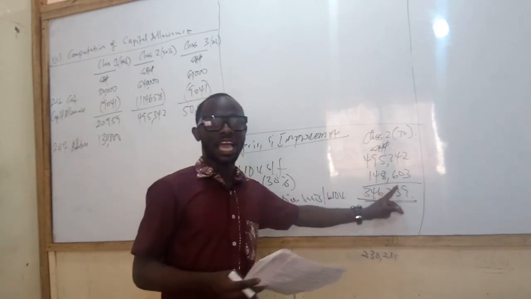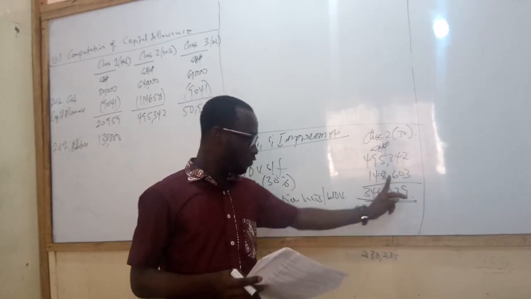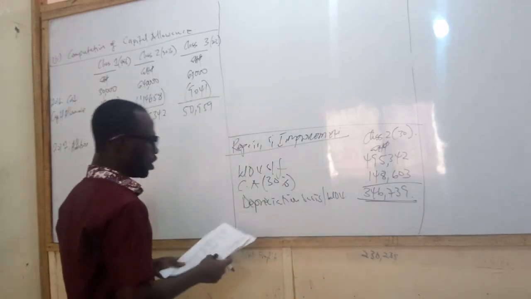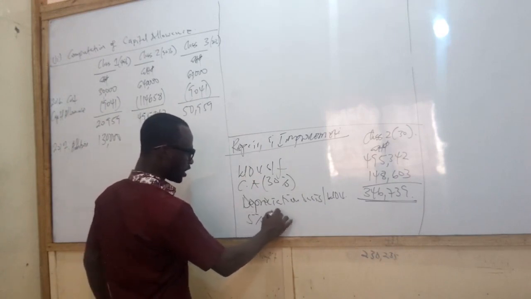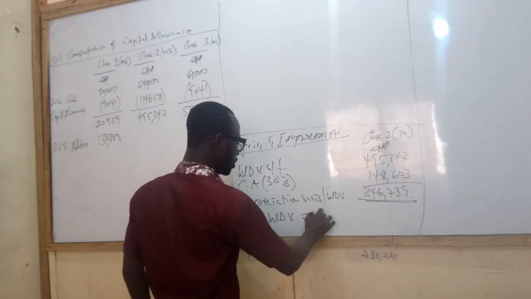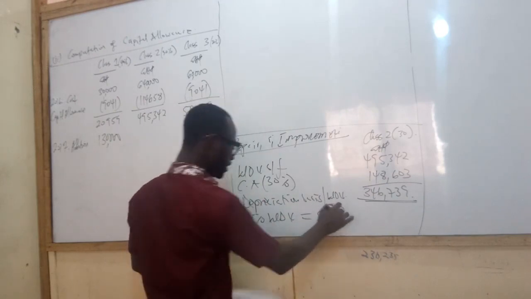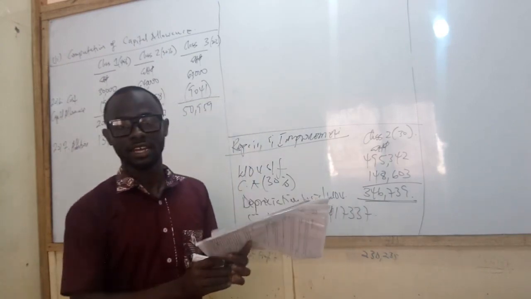Now, we will have to get 5% of this written down value, right? 5% of this written down value. So 5% of the written down value is going to be 17,337. All right?